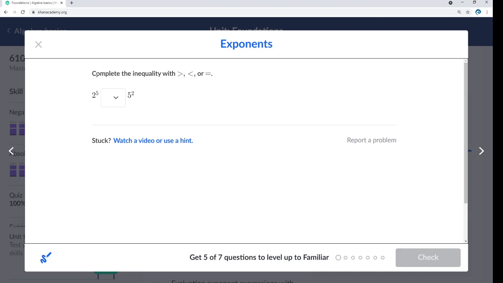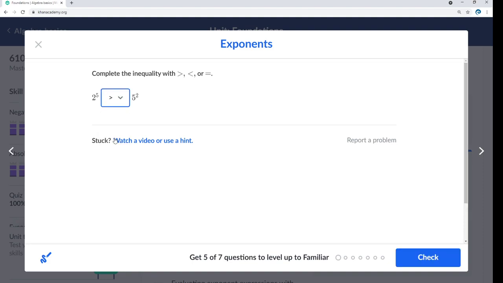Complete the inequality. Oh, snap. Okay. So 5 to the 2nd power, that's 10. 2 to the 5th power, that's 2 times 2 is 4, times 2 is 8, times 2 is 16. So this is much greater than this one. They try to trick you because there's 5 here, right? It looks bigger.